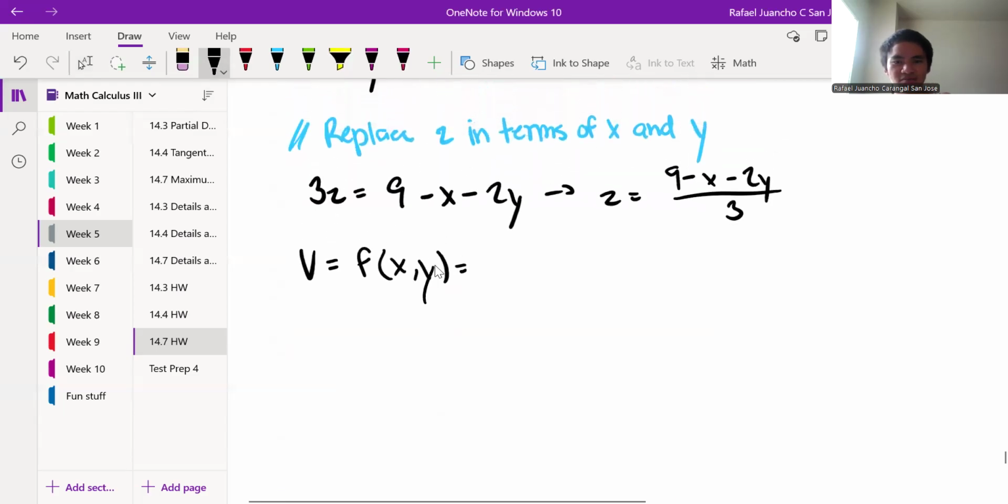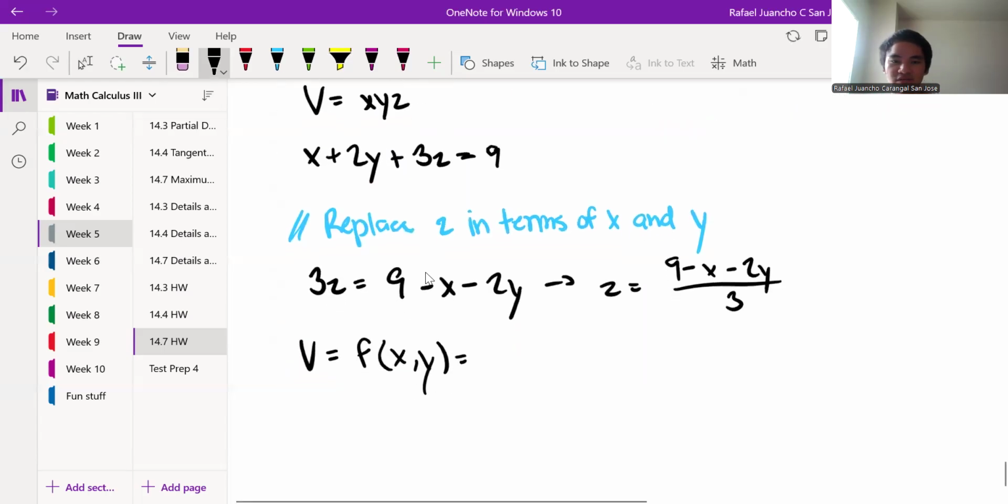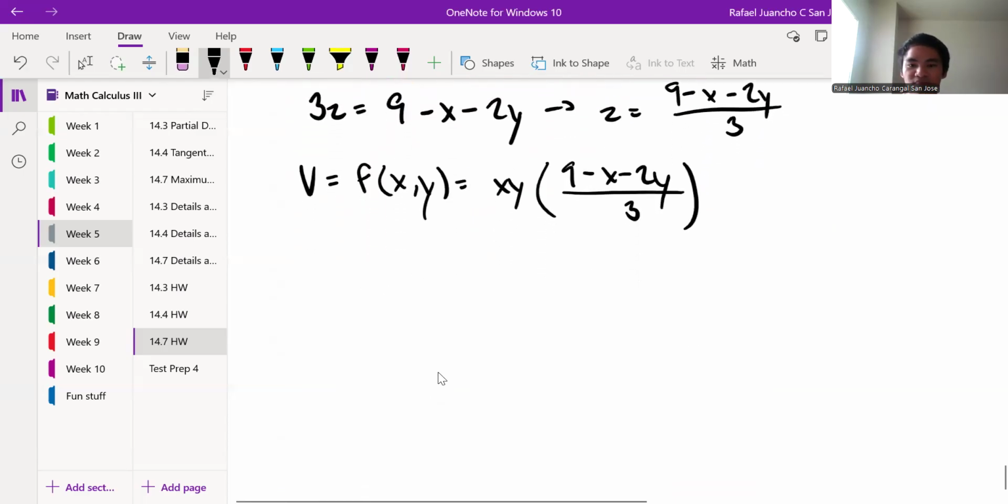So from there, I get a function in terms of x and y. So I get my volume is xy times (9 minus x minus 2y) over 3. So that's my z, right? And then from there, I could simplify it, or expand it a bit. Doesn't matter.